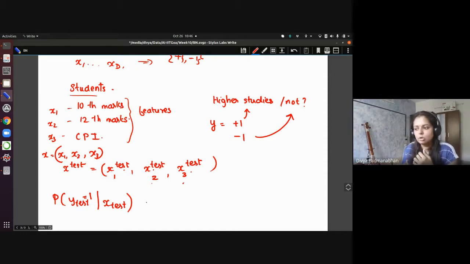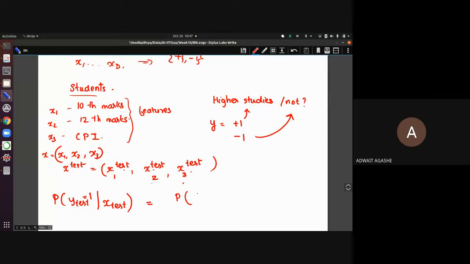And how would you do this? Just looking at this probability, it's a conditional probability. So based on what you have learned, is there anything you can apply from what we discussed so far? Bayes rule, right? So how would that work? Can you tell me the expressions?